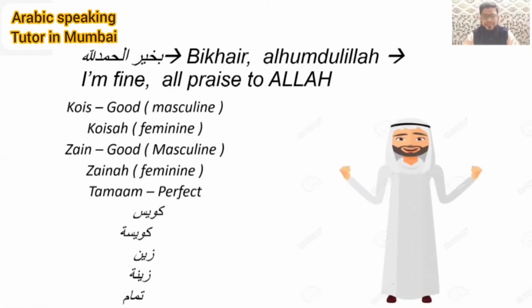And Tamam. Tamam means perfect. It is common. People say, how are you? Kaif halak? Tamam, alhamdulillah. Whether male, female, whoever, they can say tamam, not tamama. Male, female, both will say tamam. That means perfect. So I have written in Arabic also: koes, koesa, zain, zaina, tamam.